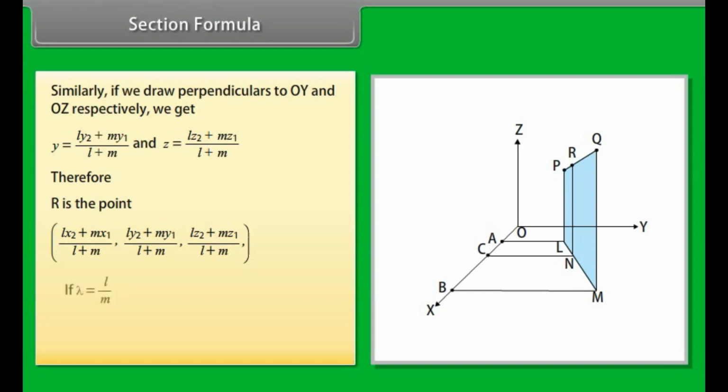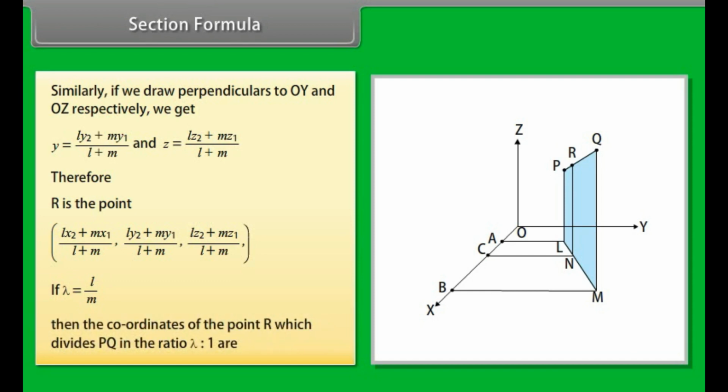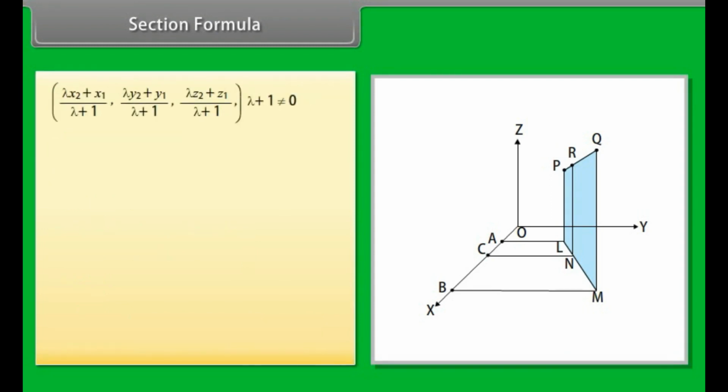If lambda is equal to l by m, then the coordinates of the point R which divides PQ in the ratio lambda to 1 are ((lambda x2 plus x1) divided by (lambda plus 1), (lambda y2 plus y1) divided by (lambda plus 1), (lambda z2 plus z1) divided by (lambda plus 1)), where lambda plus 1 is not equal to 0.